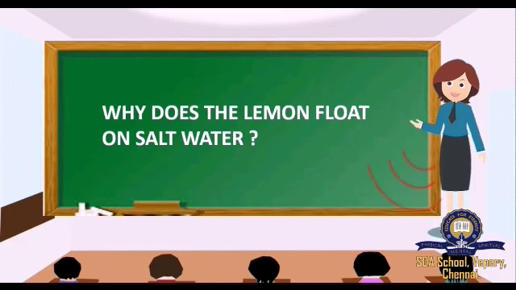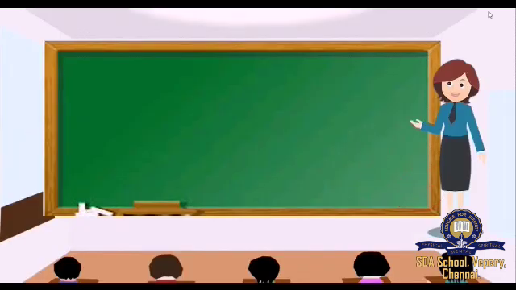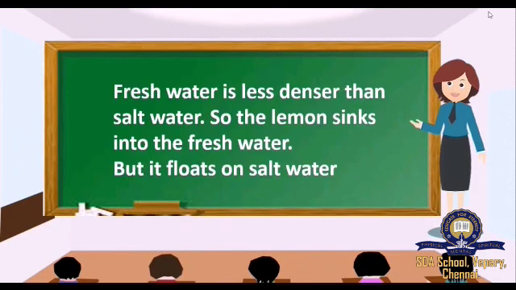Why does the lemon float on salt water? Salt made the water much denser. That's why it floats on salt water. Fresh water is less dense than salt water, so the lemon sinks into the fresh water, whereas the lemon floats on salt water. Why? Because salt water is denser than the fresh water.